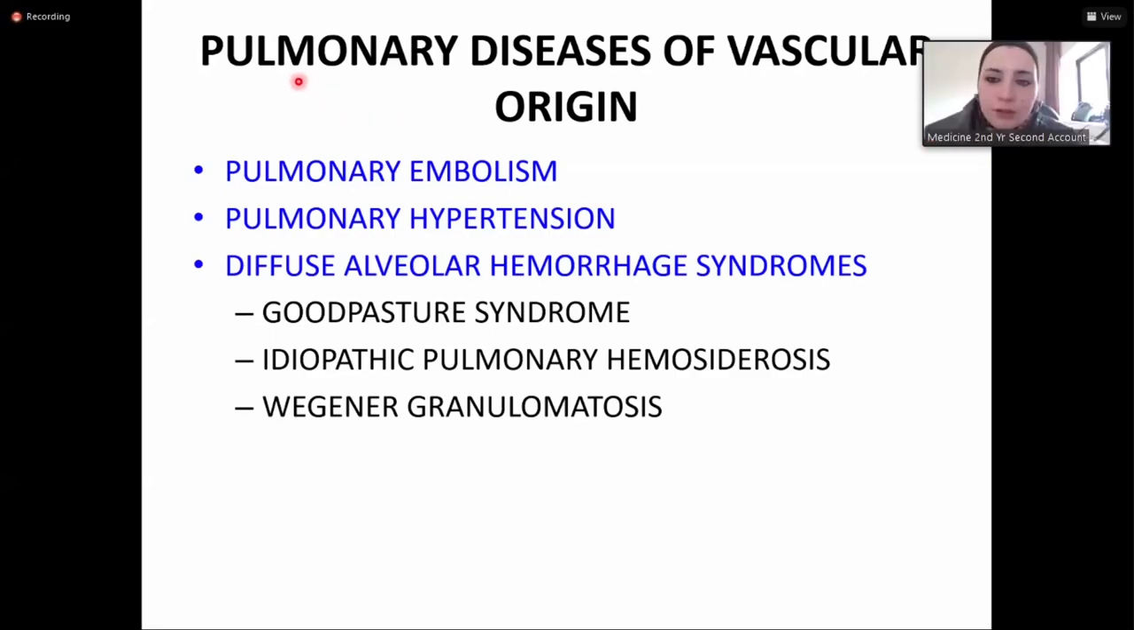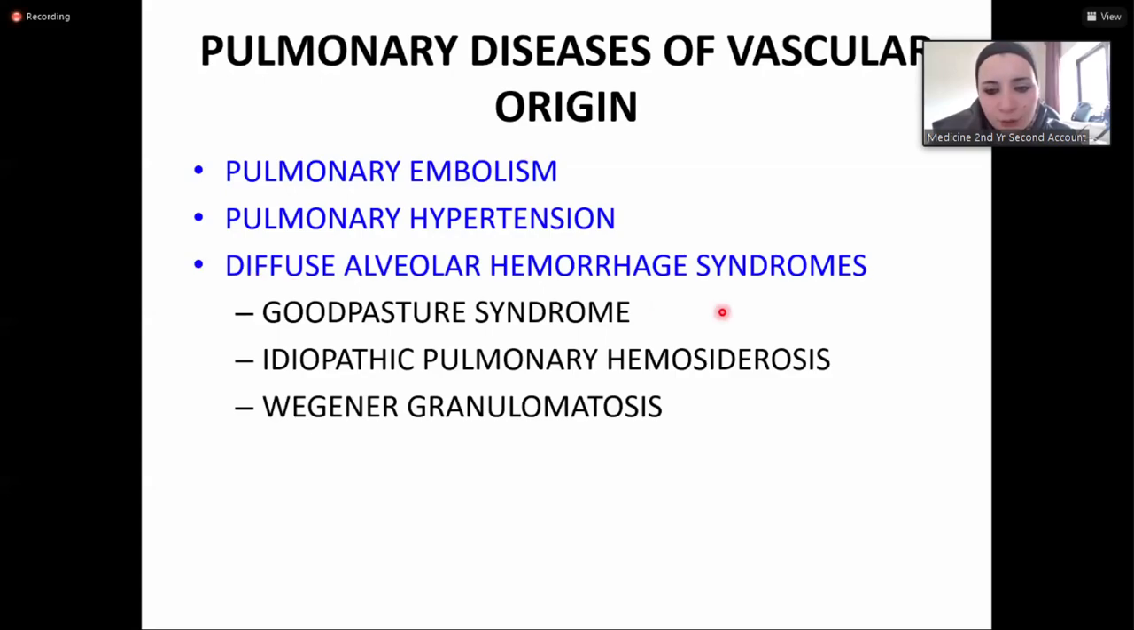you. Okay. So pulmonary disease of vascular origin. These are a group of diseases affecting the blood vessels, and secondarily they involve the blood vessels of the lungs and affect the function of the lungs. This group involves pulmonary embolism, pulmonary hypertension, and diffuse alveolar hemorrhage syndromes.